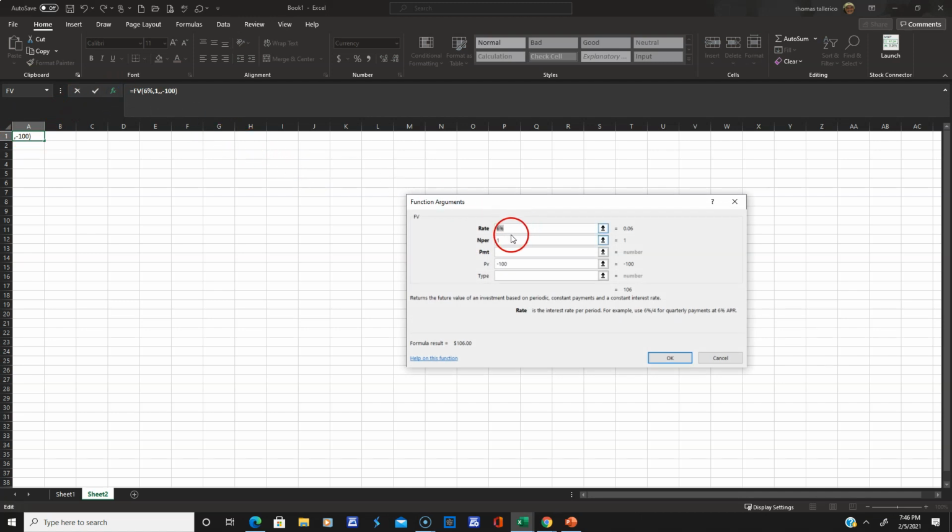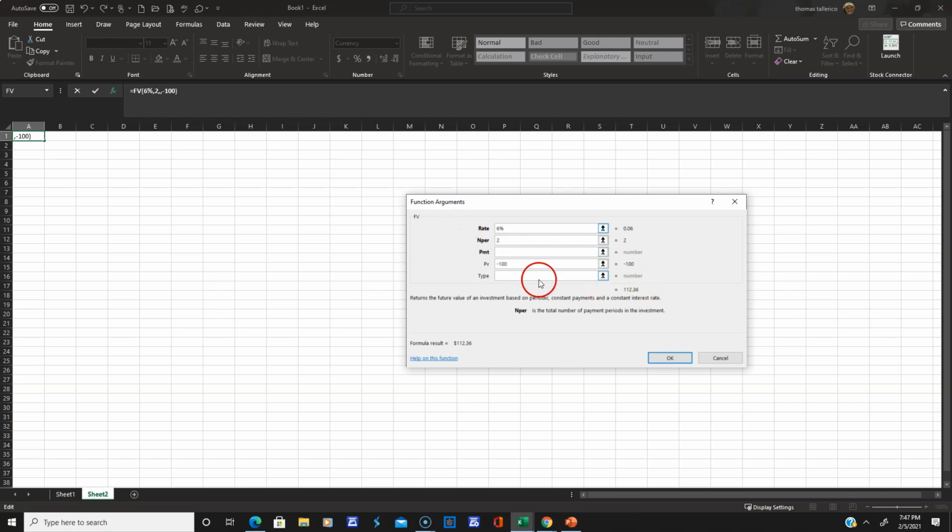Now I can open that up again and let us do it for 2 years. So now we're going to get some compounding going on, right? And you can see now, instead of having 112, we have 112.36. We picked up 36 cents extra, right? Because it compounded. All right? So it's 2 years interest, right?